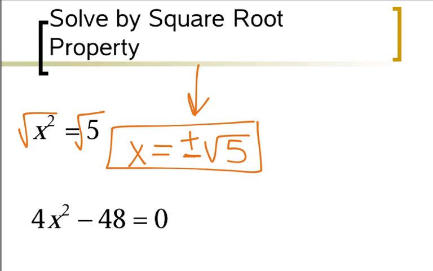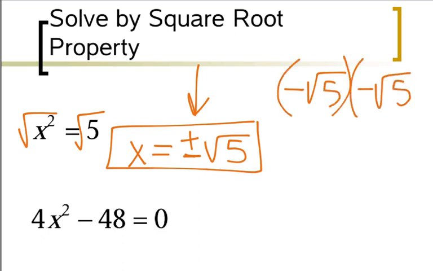Okay, so let me actually show you that. Negative square root of 5, if I squared it, that means I times it by itself. This would give me positive 5, because the negatives would cancel, and then 5 times 5 would be 25. Square root of that is 5. So let's do the second one.